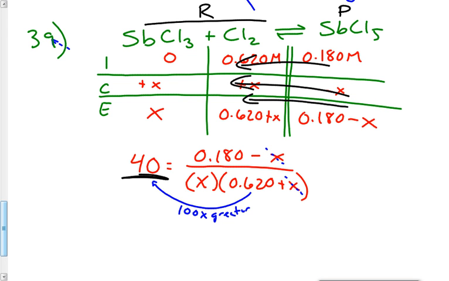So even if it's going to the left or the right, the K is in terms of this. If you have too much on the right or too much on the left, it will balance itself out. But this 40 is always saying that it's a really big number compared to most of them. That means it's not going to shift very far to the left. It's going to basically stay to the right. It's just going to make a little bit on this side, because we're already over here as an equilibrium expression.